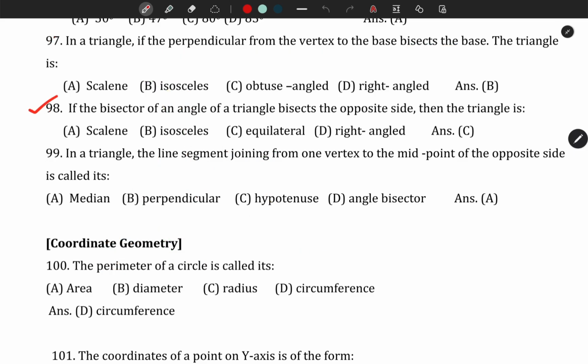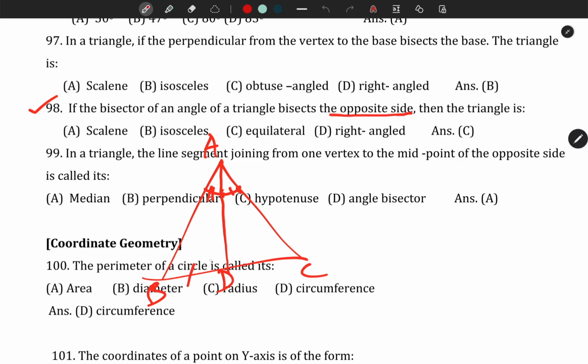Next question, if the bisector of an angle of a triangle bisects the opposite side. So again, a similar type of question. In triangle ABC, the bisector of an angle, so bisect means it makes it half. So this angle and this angle are equal. Angle A has been bisected by the bisector AD, and this bisector of an angle also bisects the opposite side. That means BD and CD are also equal.